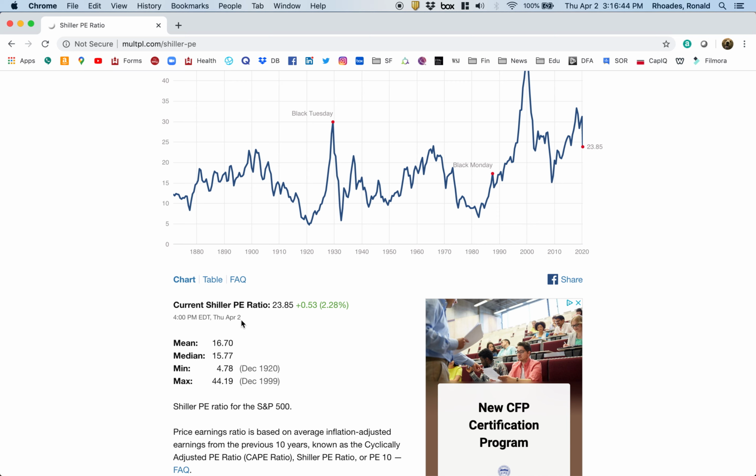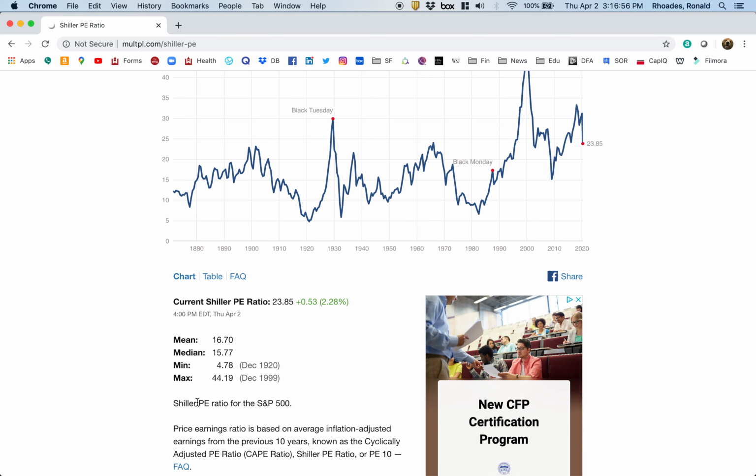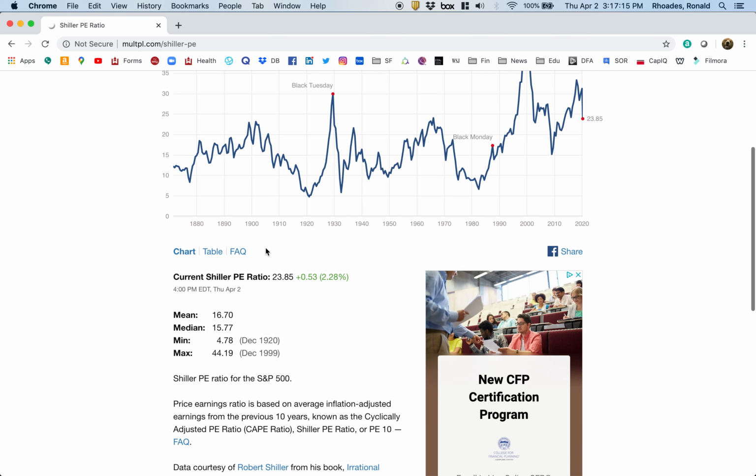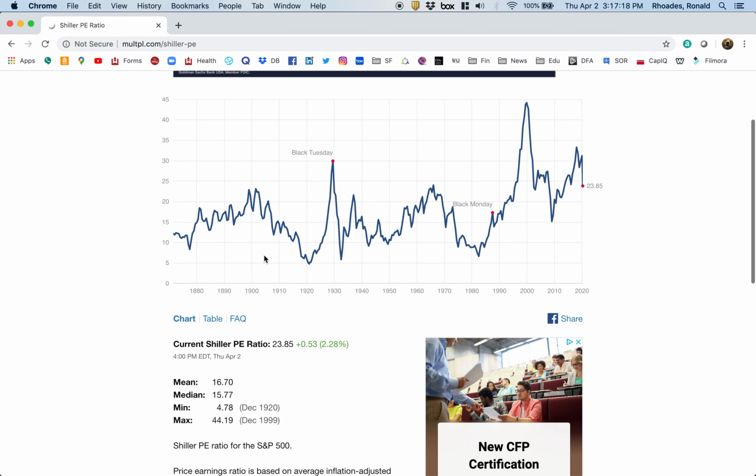Here on Thursday, April 2nd, the market has closed in Eastern Time. The market went up a little bit. The Shiller PE ratio is 23.85. Going all the way back through history, the minimum and maximum. The median has been around 16, the mean a little bit higher than that. If you were to take this back only 50 years, you'd find that this is more like 17, 18. But we still have the Shiller P ratio for the S&P 500 index that indicates a little bit of overvaluation.